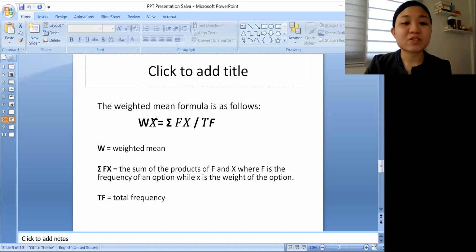As a measurement of central tendency, it is defined as a statistical measure that identifies a single value as representative of an entire distribution. It provides an accurate description of the entire data. Sigma fx, where sigma means to sum things up, is the sum of the products of f and x, where f is the frequency of an option, while x is the weight of the option, and tf is the total frequency.